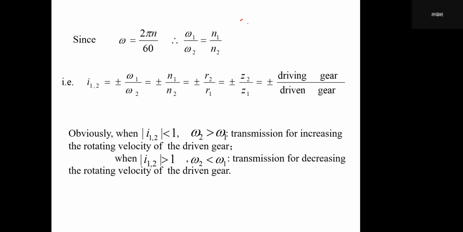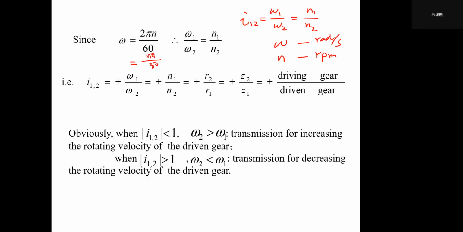Actually, I write it like this: i12 equals omega 1 over omega 2, also equal to n1 over n2. You should once again remember that omega has units of radians per second, and n is RPM, rounds per minute. They have different time units, so there is a fixed relationship: omega equals n pi over 30, right?